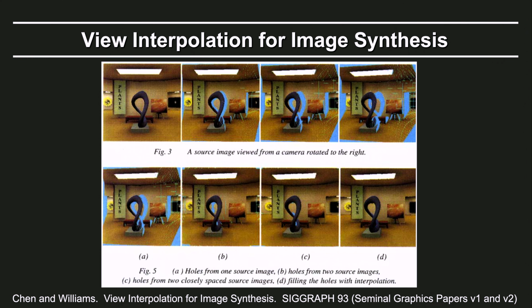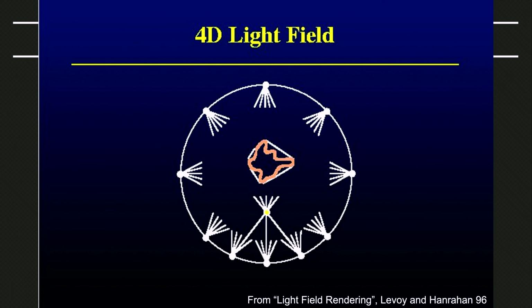So in 1993, Chen and Williams had this paper at SIGGRAPH on view interpolation for image synthesis, which curiously enough ended up in both volumes of seminal graphics papers for the first 25 and the next 25 years. And essentially, they introduced the problem. It was entirely for synthetic scenes. These are images from 93, not something you would put up today, but nevertheless had a very large impact.